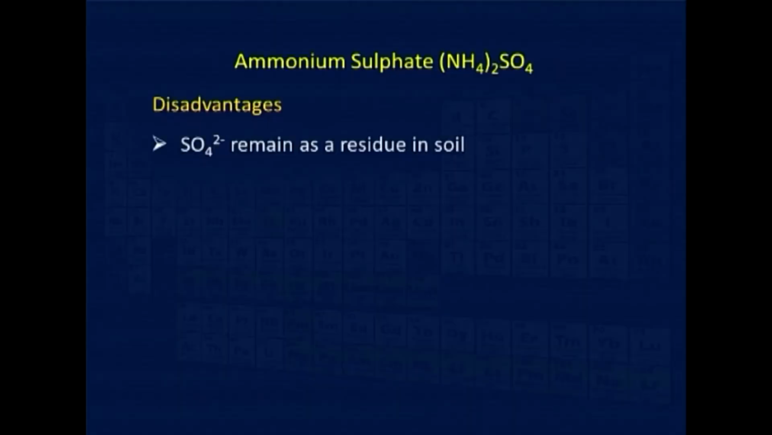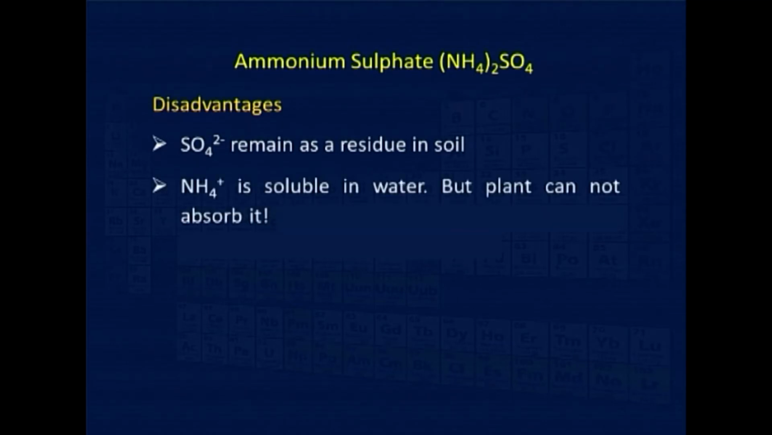What are its disadvantages? One of the main disadvantages is that sulphate remains as a residue in the soil. The second disadvantage is ammonium itself. Ammonium salt is, although soluble in water, not absorbed by plants. If plants are not absorbing it directly, bacteria first convert these ammonium salts into nitrate anion.